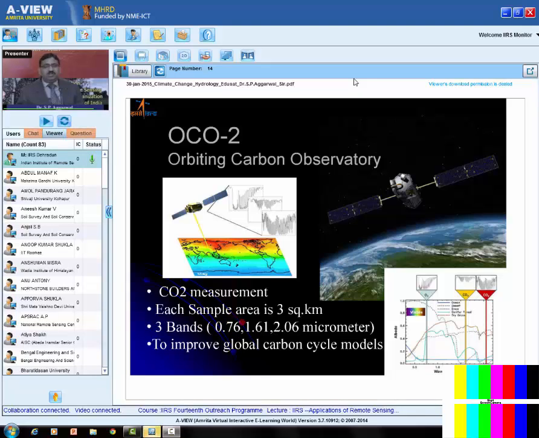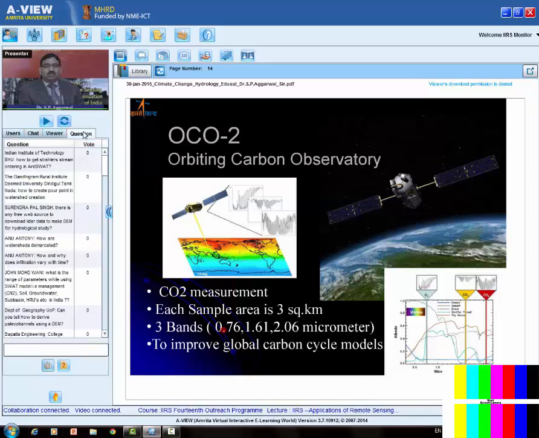But then it is important to calibrate. You should have some reference gas, so the oxygen band at 0.76 is used. You can compare, make the ratio, and find out how much carbon dioxide has increased. So you can get where it is increasing and where it is decreasing on the entire globe with a 3 square kilometer grid size. This is a very important satellite which gives you the global carbon, the global carbon cycle.